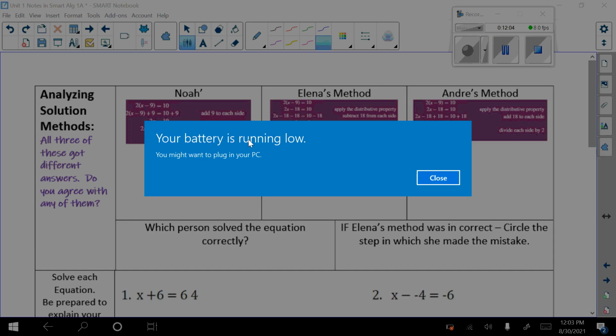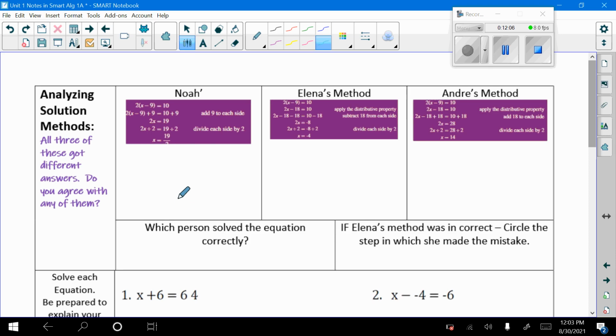This part, low battery there too. This part I told you to work on these in class. We kind of will work on them.